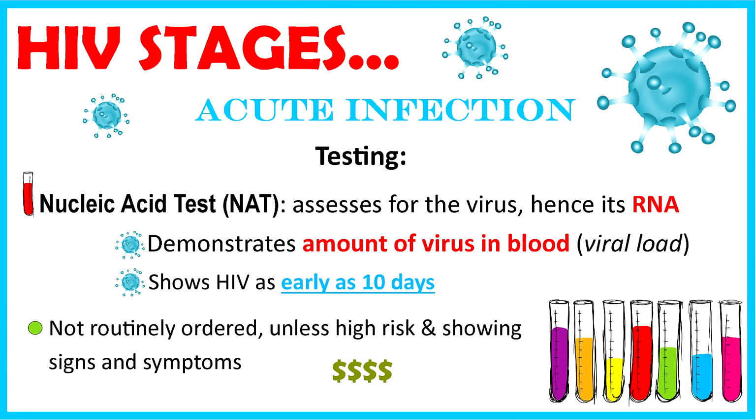Instead, it can show as early as 2.5 weeks. And then there's the nucleic acid test. This test assesses for the virus, hence its RNA genetic material. So it demonstrates the amount of virus in the blood, hence that viral load. Now this test can give the earliest results for HIV. It can detect HIV in some people as early as 10 days. But this test is not routinely ordered compared to the other ones unless the patient is high risk and showing signs and symptoms associated with HIV because the costs are high.